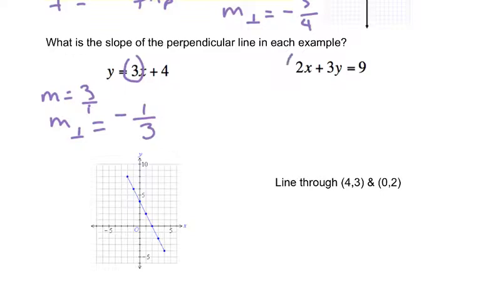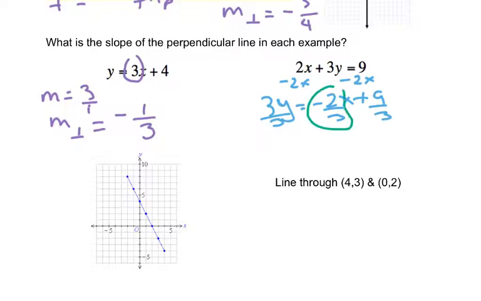In this example, our slope here is not a 2. We have to convert this into slope-intercept form first. So I'm going to subtract the 2x to the other side. So we get 3y equals -2x plus 9, and then we're going to divide everything by 3. So our slope is actually -2/3. That means our perpendicular slope will be the opposite sign. Since the first one's negative, this will be positive, and 2/3 we're going to flip to 3/2.